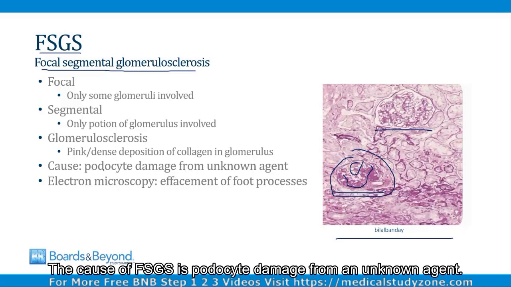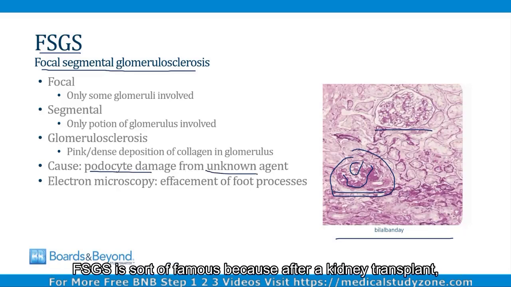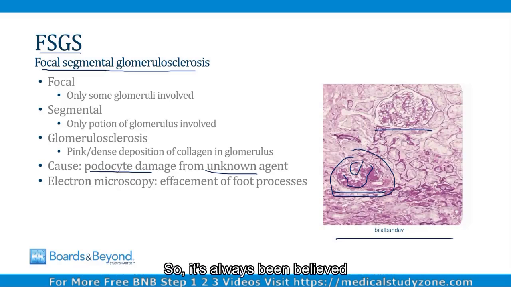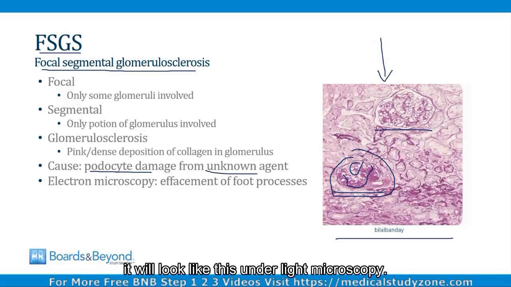The cause of FSGS is podocyte damage from an unknown agent. FSGS is sort of famous because after a kidney transplant, it will recur, sometimes as quickly as within 24 hours. So it's always been believed that there is a circulating agent that damages the podocytes, but no one's ever been able to figure out what that agent is. And so patients with FSGS will present with nephrotic syndrome, and if you do a renal biopsy, it will look like this under light microscopy.